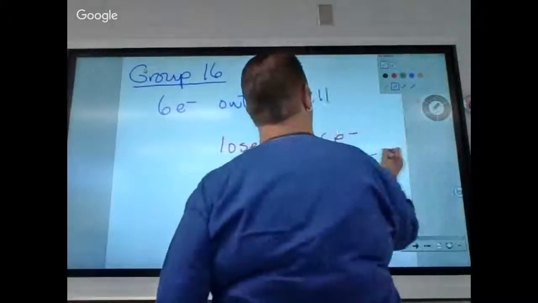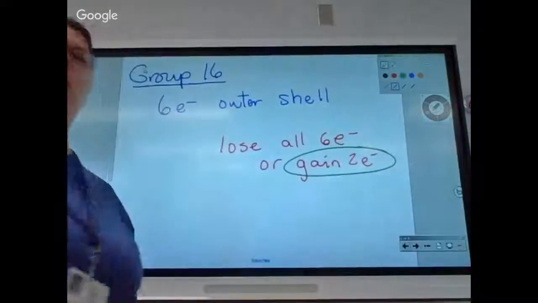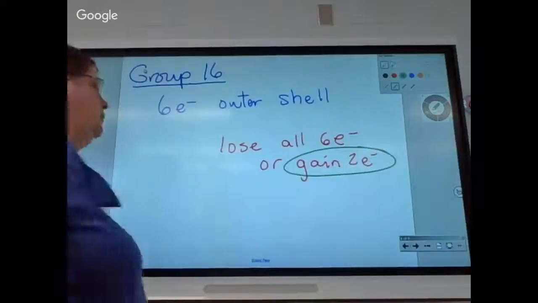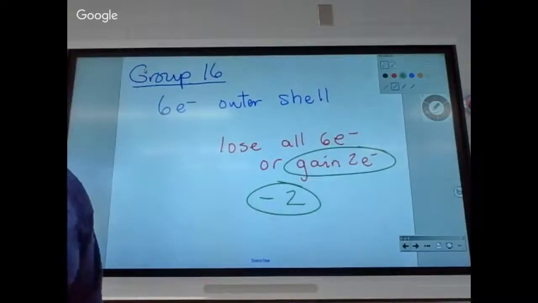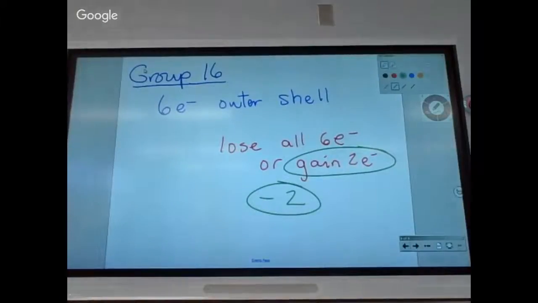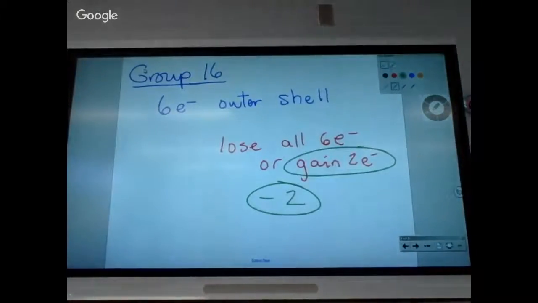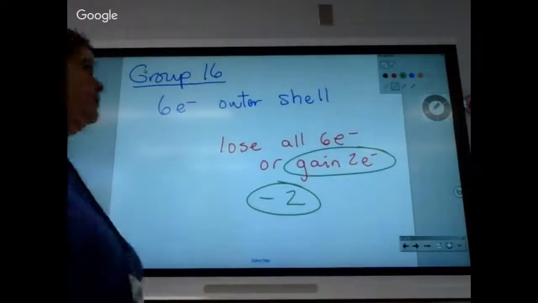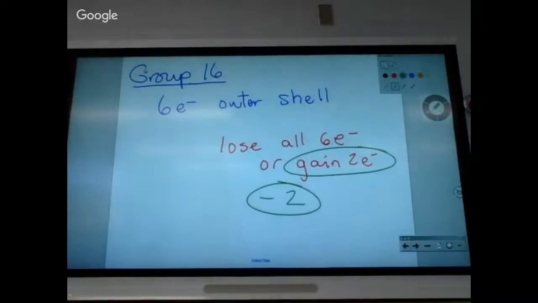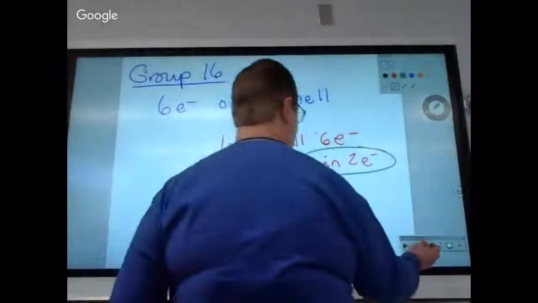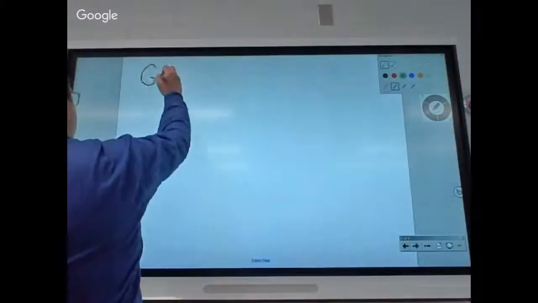So what oxidation number will we have? Are you with me? I know some of you are. Some of you are still struggling. Have I waited long enough, or do I need to keep waiting? Okay, group 17.